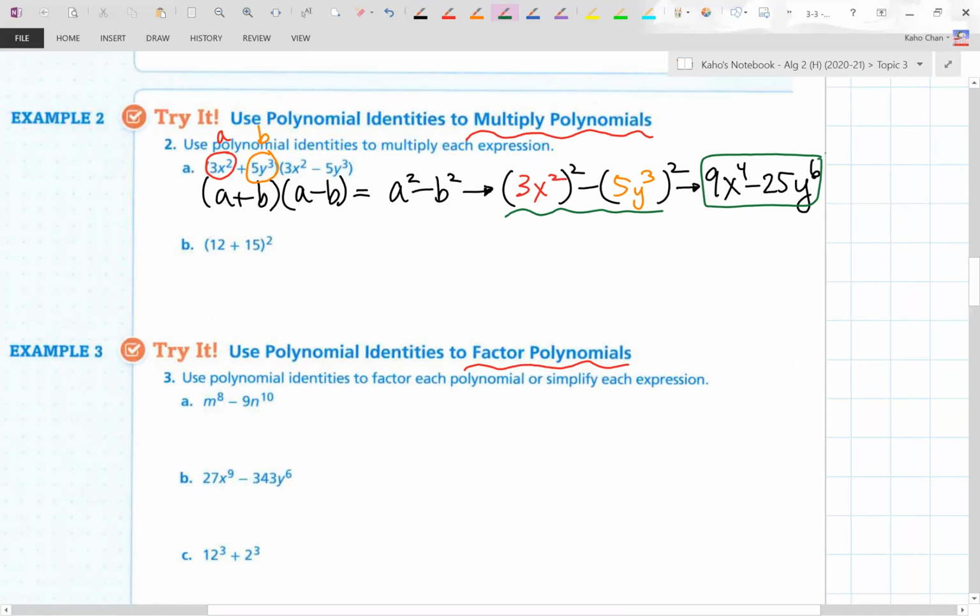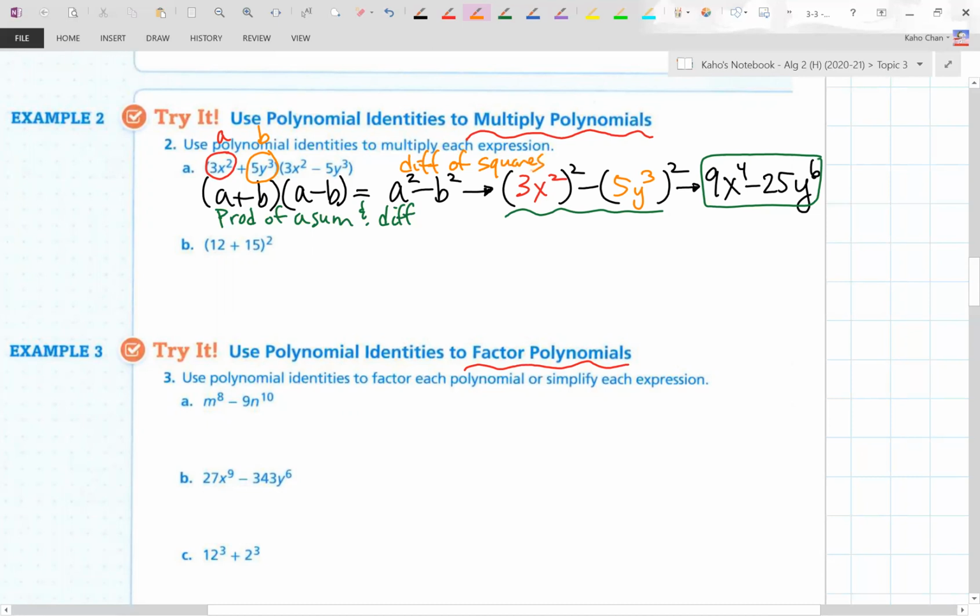All right. So that's what we did. We substituted 3x squared with a, recognizing that pattern. So this is a product of a sum and difference, yielding difference of squares. Pattern.